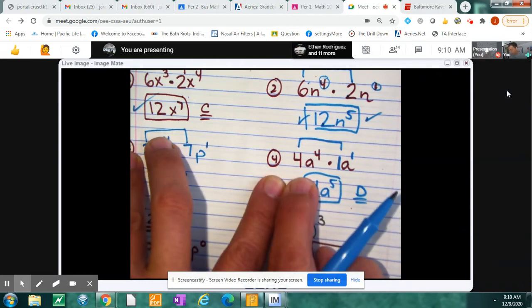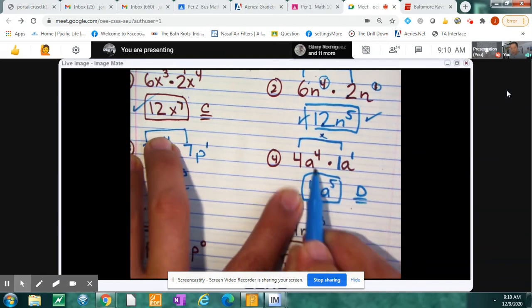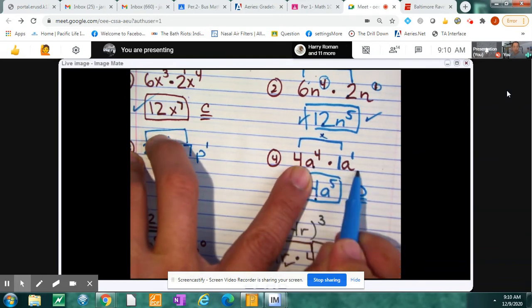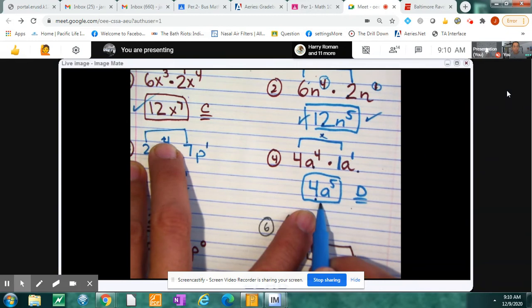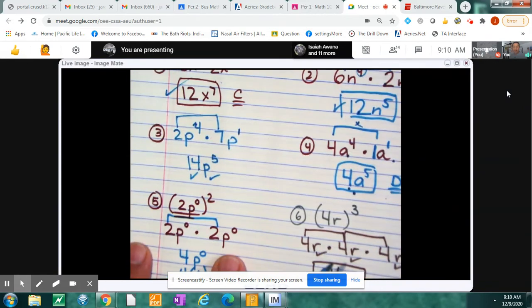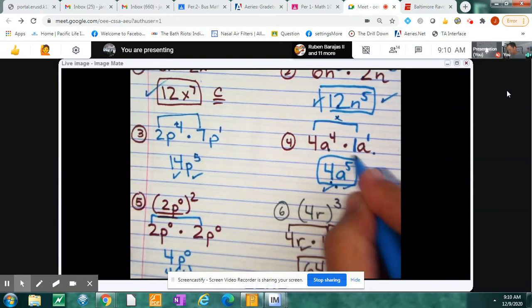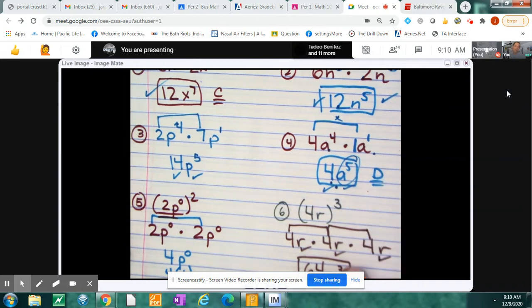So 4 times 1, right? It's 4. And then again, we have 4 and 1, but we have a to the 5th. And then your answer there is D. Number 5. So again, if you got it right, put a little check. If you got it wrong, just circle it and say, oh, forgot to add the 1. All right, that's fine.